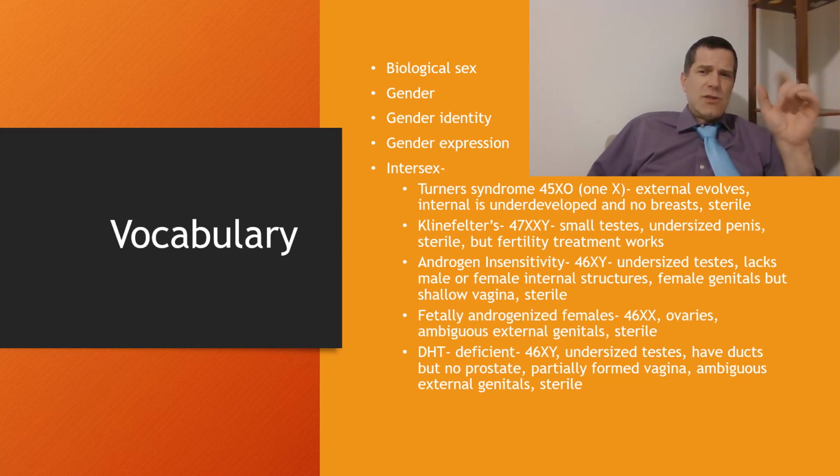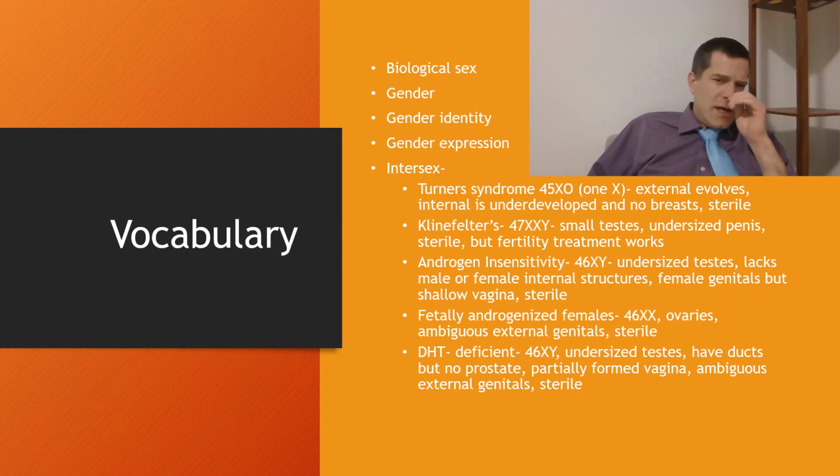Androgen insensitivity, these are just different labels of intersex based upon variations. 46 XY chromosomes, undersized testes, lacks male or female internal structures, has female genitals but a shallow vagina and tends to be sterile. Fetally androgenized females, 46 XX, have ovaries but ambiguous external genitalia and are sterile. And then DHT deficient, 46 XY, undersized testes, have ducts but no prostate, a partially formed vagina, ambiguous external genitals, and sterile.